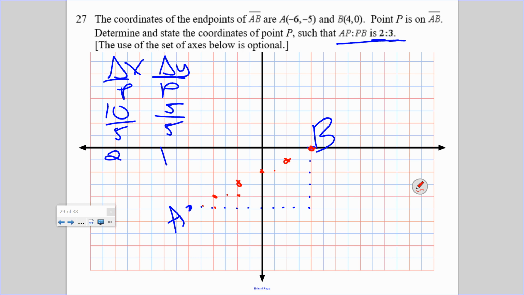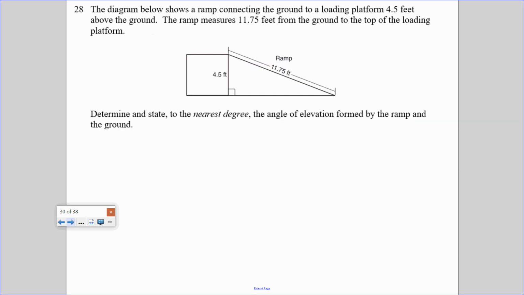Direction counts. If it's AB, A is where you're starting. I'm starting at A, I'm counting to 2. 1, 2. Negative 2, negative 3. Make sure you know how to do this question. You're going to see it. Here it is. I was waiting for this.